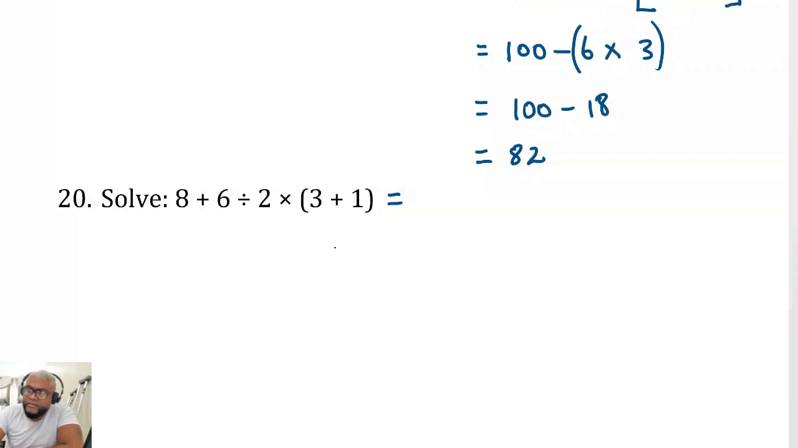We're doing brackets first. Right, so I put back everything that is there, exactly how it is, and then we're going to work out the brackets. So I'm going to put 8 plus 6 divided by 2 multiplied by what? 3 plus 1 is 4. Right, then what do I do next? Just recall what I said so far.